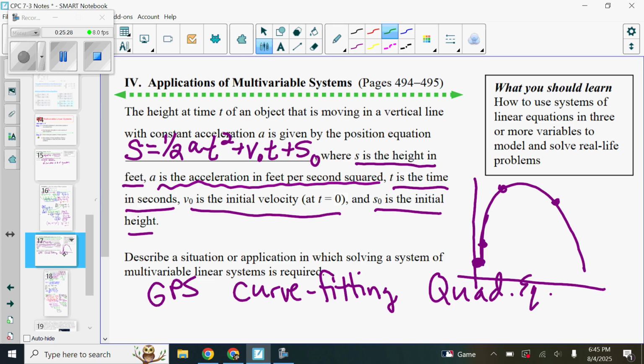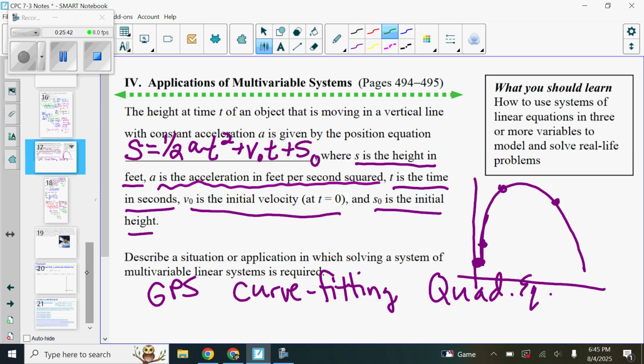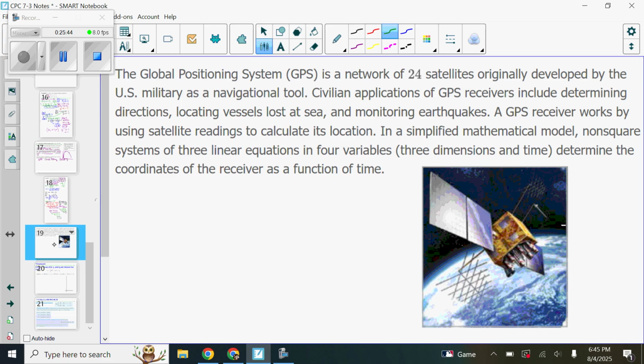So again, if we know three different positions, we should be able to write three different equations and be able to figure out the model that best fits the object and the position that it is at any point in time. So that's how we can use this global positioning idea with a real life kind of scenario. So that's what we're going to be looking at.